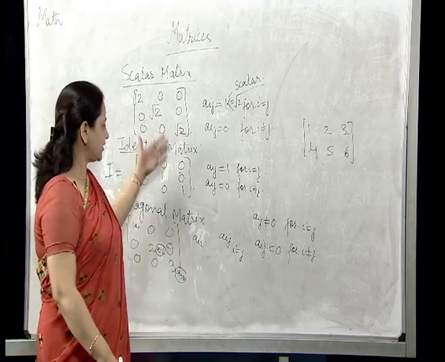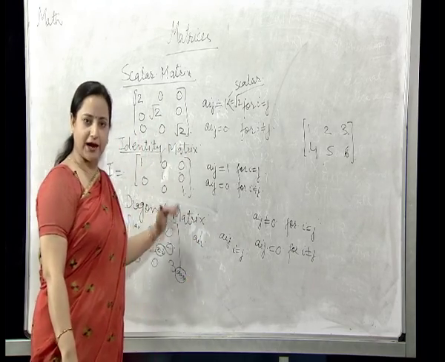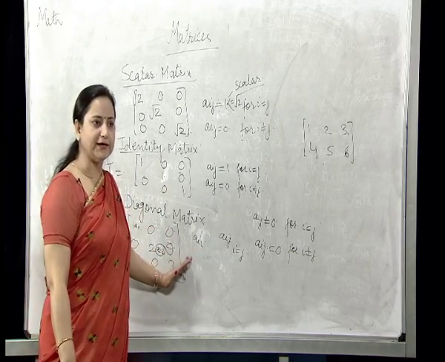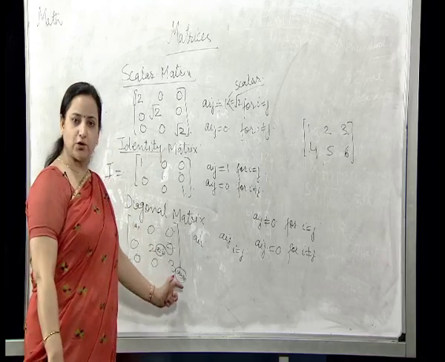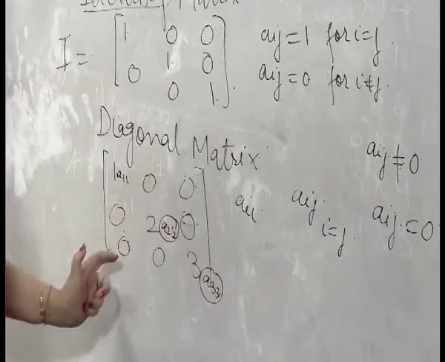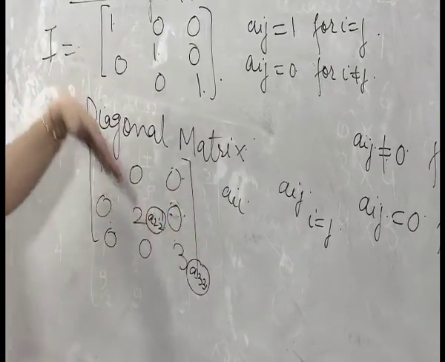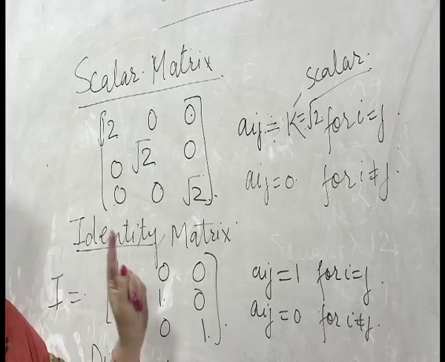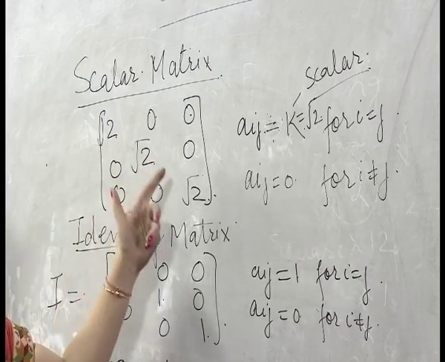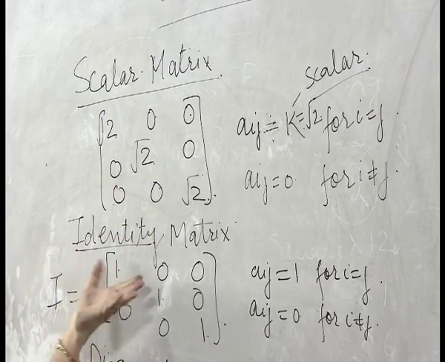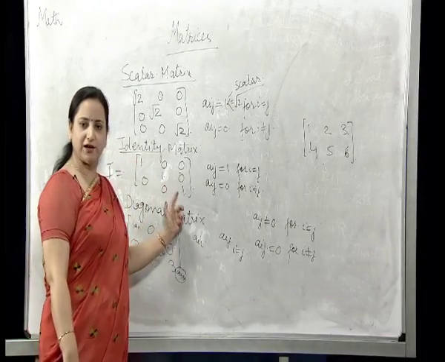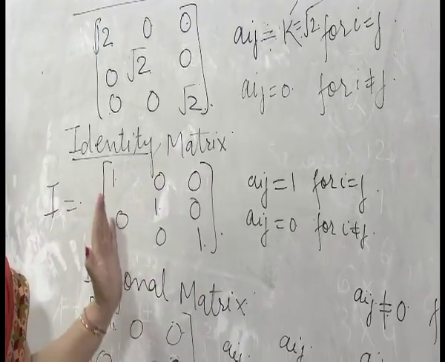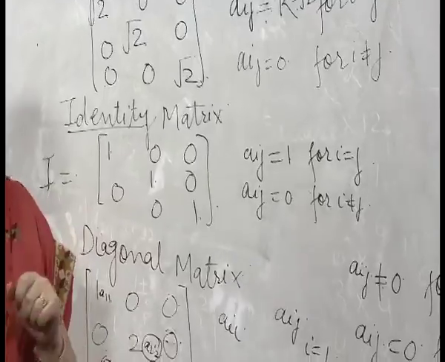So I will repeat the difference between the 3. The diagonal matrix is a matrix where the elements in the main diagonal are non-zero elements, and all the rest of the elements are zeros. Then the scalar matrix, where the elements in the main diagonal are scalars, and all the rest of the elements are 0. And the third one is the identity matrix, where the elements in the diagonal are unity, and all the rest of the elements are zeros.